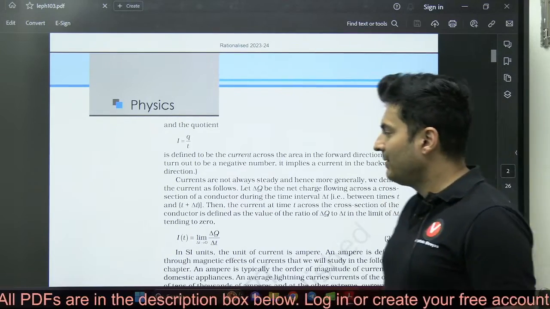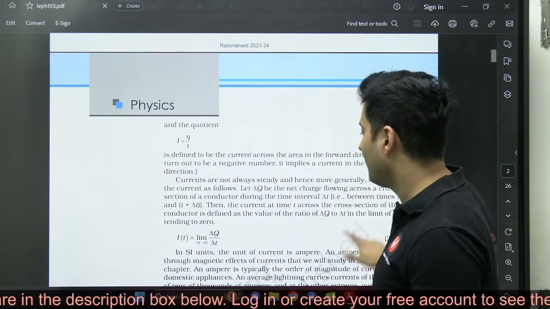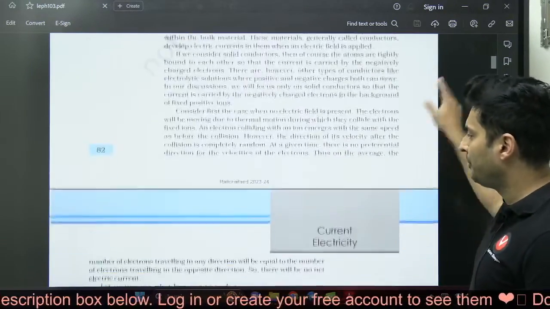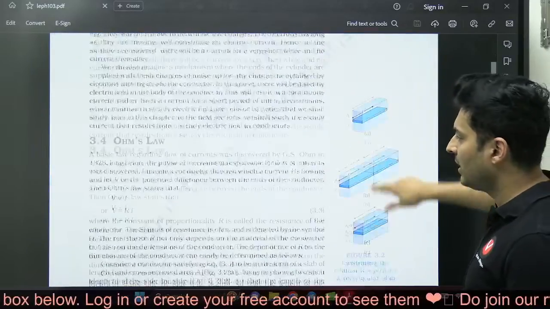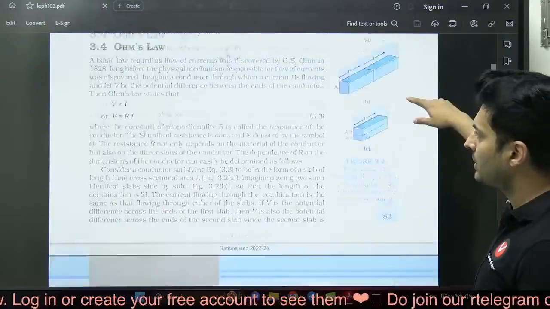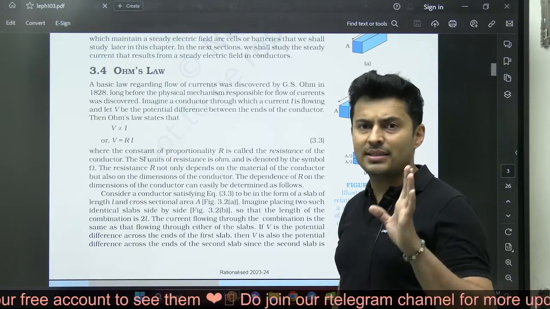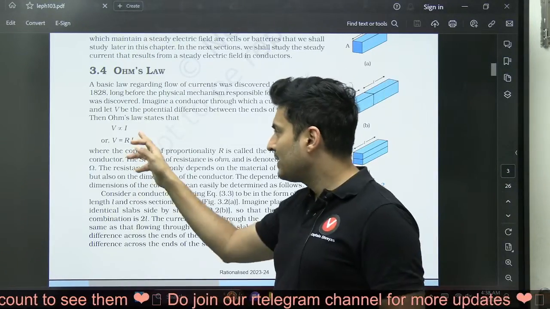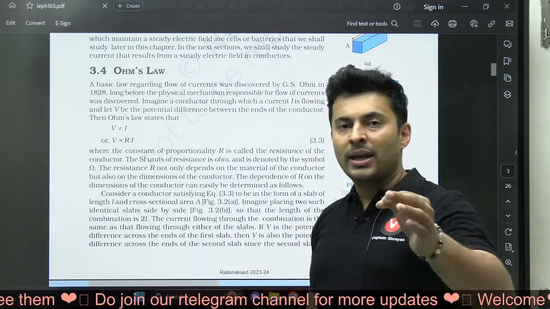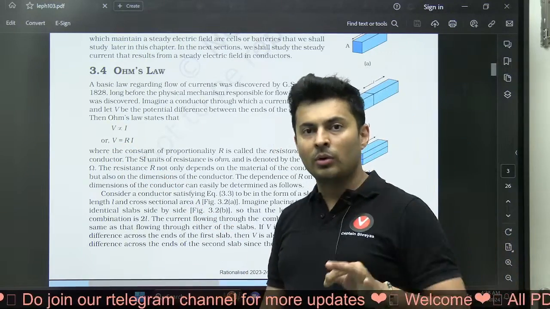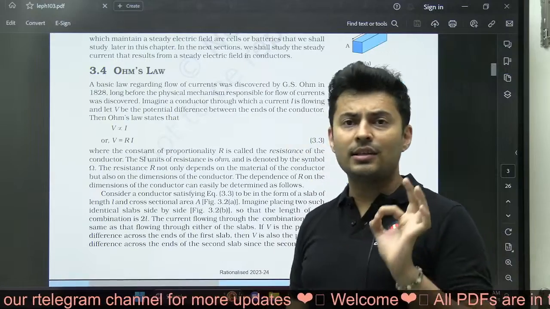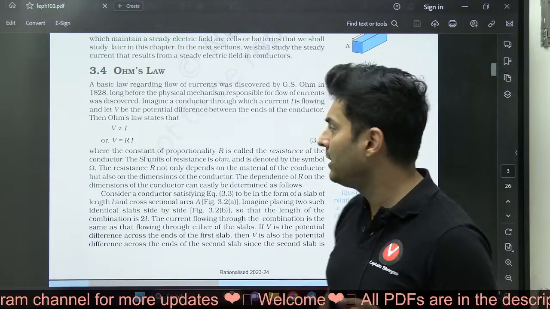First formula is current, which is charge per unit time, right? Next, I think current density will be there somewhere, or Ohm's law. Yes, Ohm's law: voltage is directly proportional to current. Those devices are called ohmic devices. The resistance is voltage by current. You can use this formula even for non-ohmic devices, just that the resistance will keep changing for different voltages.